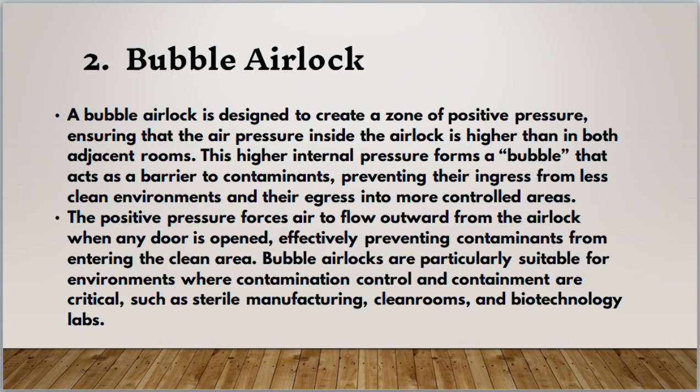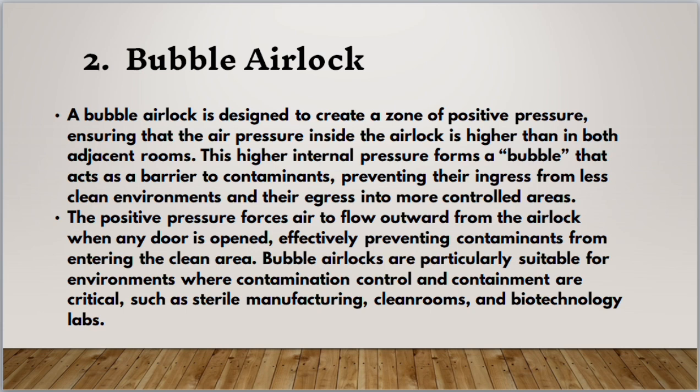Second type is bubble airlock. A bubble airlock is designed to create a zone of positive pressure, ensuring that the air pressure inside the airlock is higher than in both adjacent rooms. This higher internal pressure forms a bubble that acts as a barrier to contaminants, preventing their ingress from less clean environments and their egress into more controlled areas. The positive pressure forces air to flow outward from the airlock when any door is opened, effectively preventing contaminants from entering the clean area.